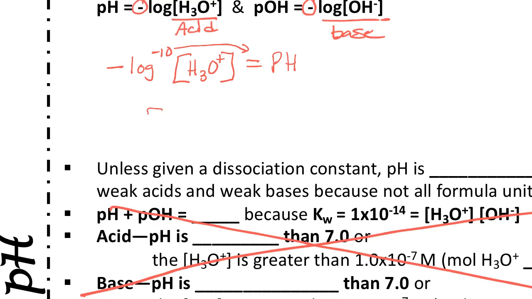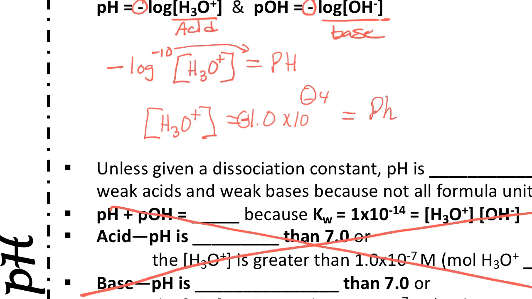So if my hydrogen concentration or my acid concentration is equal to 1.0 times 10 to the negative 4, remember it's a negative log, so I have to have this negative sign. If I have two negatives, that turns the number into a positive. So when the two negatives come together, this will equal a pH of 4.0. Whatever number the exponent is, I'm going to change it from a negative to a positive, and that will be my pH.